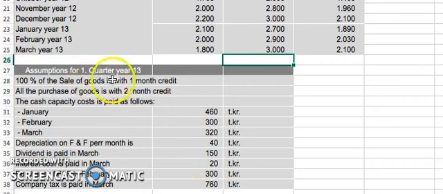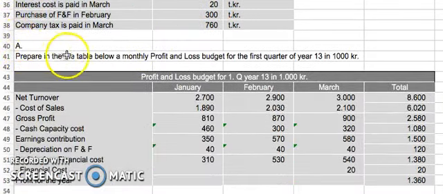Then you're given the assumption for first quarter year 13. And the first task says prepare in the table below a monthly profit and loss budget for the first quarter of the year in 13. The first quarter of the year is January, February, March. So in this case, we need to first find net sales. We need to see, okay, where do we take the net sales from?